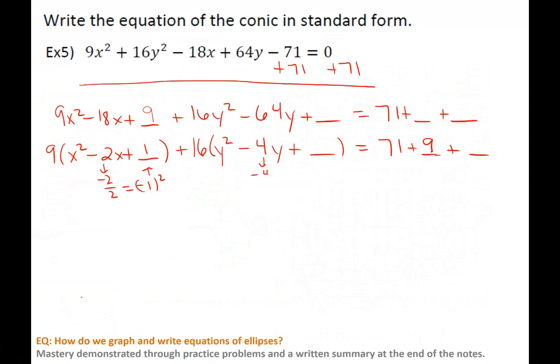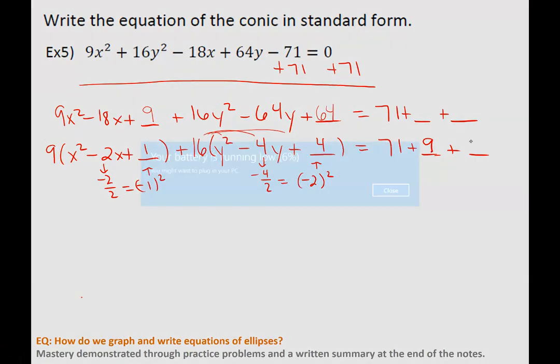Complete the square, bring down the negative 4, divide by 2 is negative 2, and square it, we get 4. And then on the other side, though, I have to figure out what actually goes in the blank. So if I go back and think about redistributing, 16 times y squared is 16y squared. 16 times negative 4y, negative 64y. And 16 times 4 would give me 64. So I'm actually adding 64 to both sides. So it's a little weird.